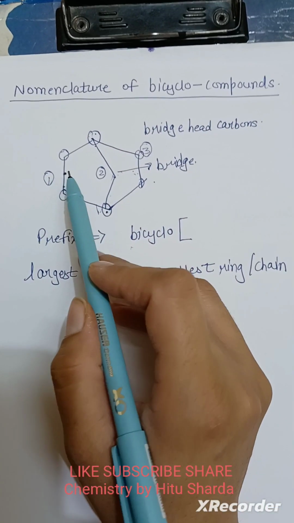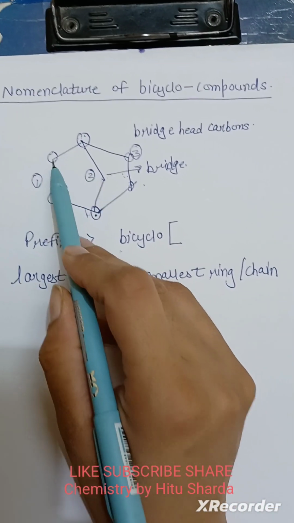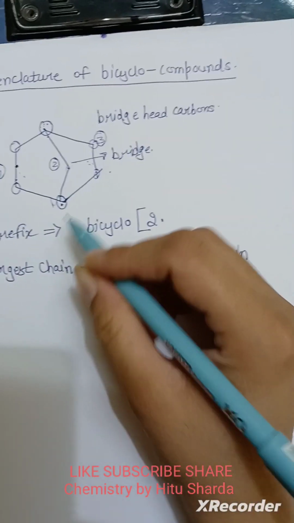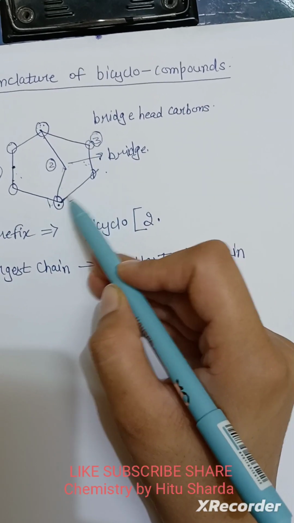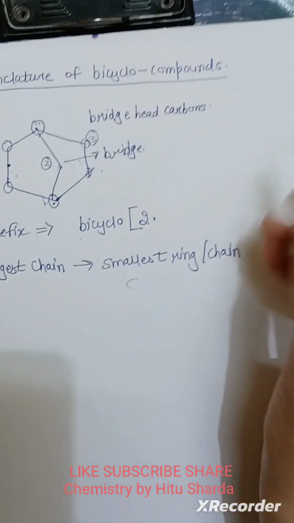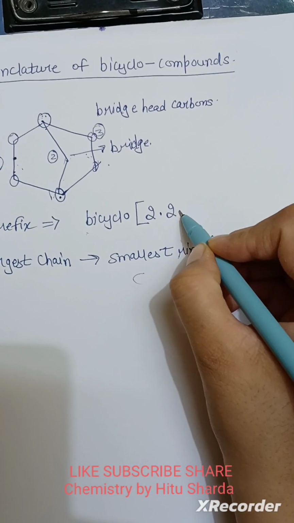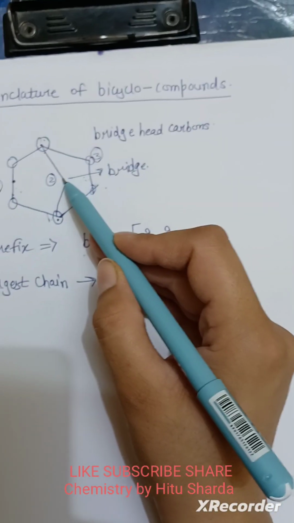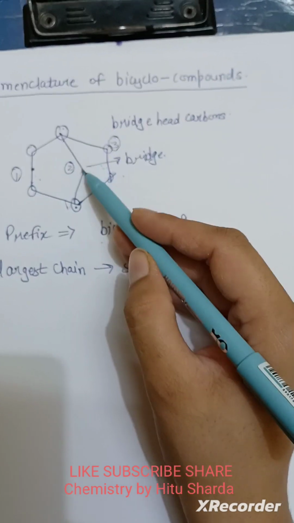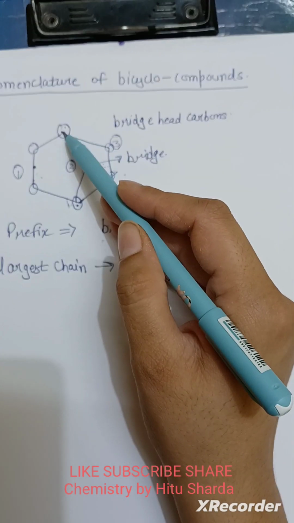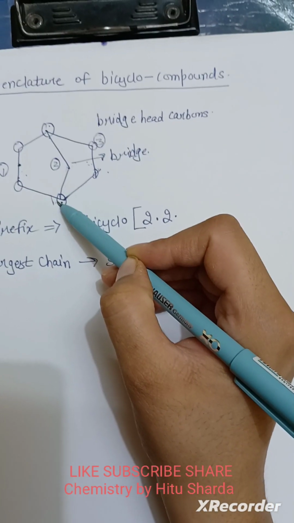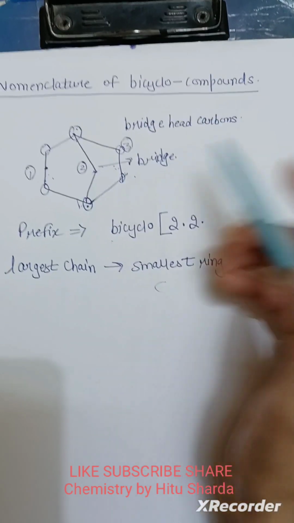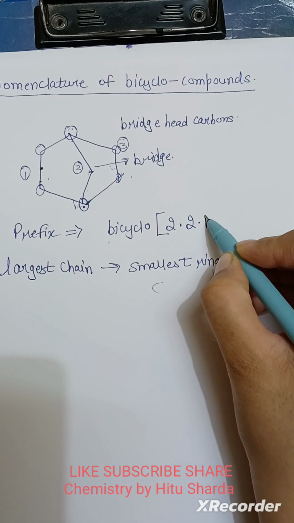Suppose I take this one. How many carbons are there? There are 2 carbons, so I will write 2 dot. Now focus on this chain. We have 2 carbons, right? So write 2. Now focus on this bridge chain. You might say 1, 2, 3, but no, you have to exclude these two bridgehead carbons. So you are left with only one carbon here. So write 1.